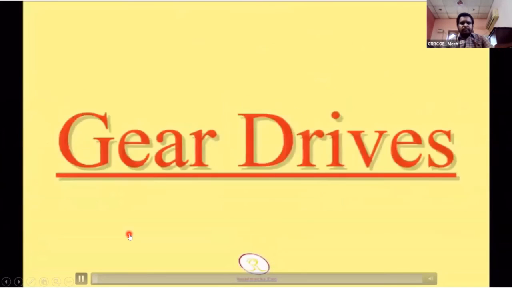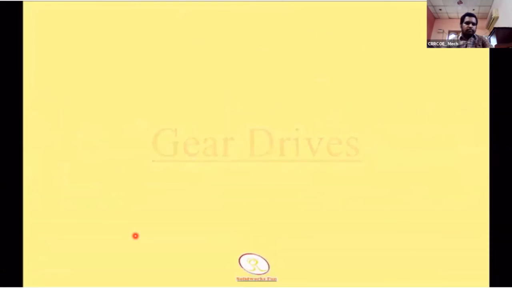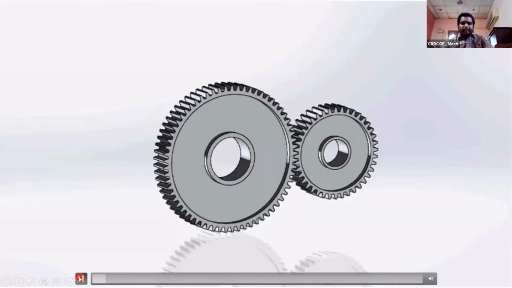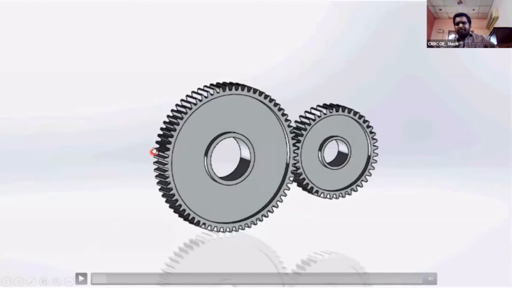First one is spur gear. It's a simple gear. This is a spur gear, which means it has straight teeth. These are used to transmit the motion between two shafts when the two shafts are parallel. Here the axes of the shafts are parallel, then we can use spur gears.